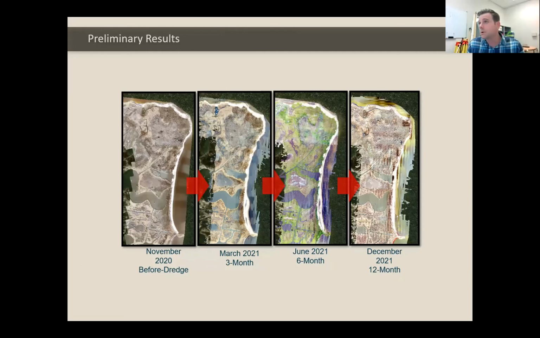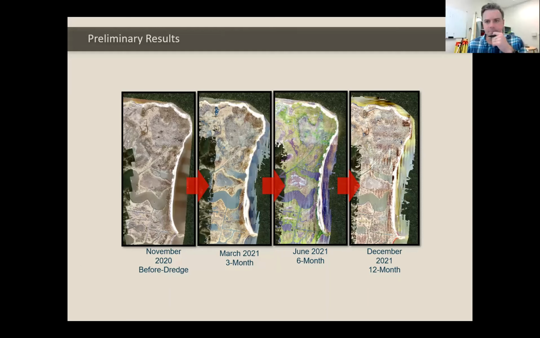As I said before, we also did drone flights. We created digital surface models for our three-dimensional volumetric calculations. But just to give you an idea what the project looked like before and after completion, this is November 2020 all the way to the left, and 12 months is December 2021.